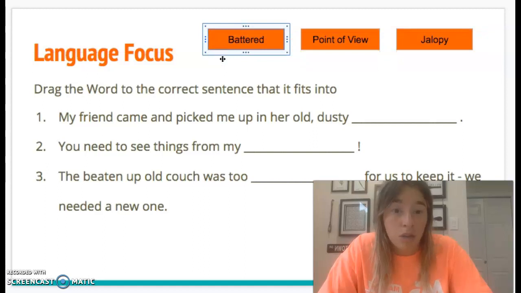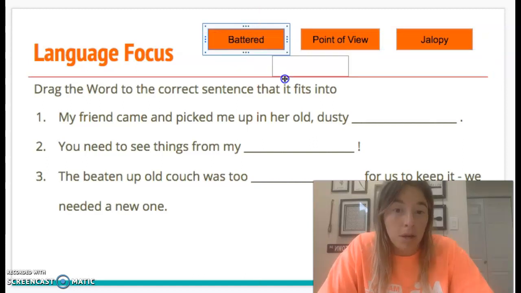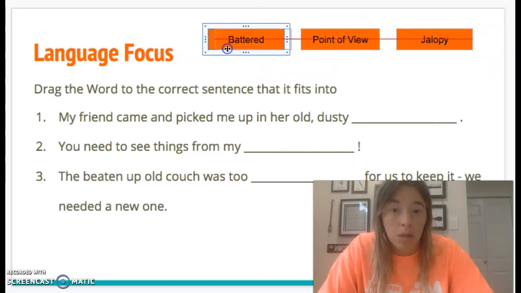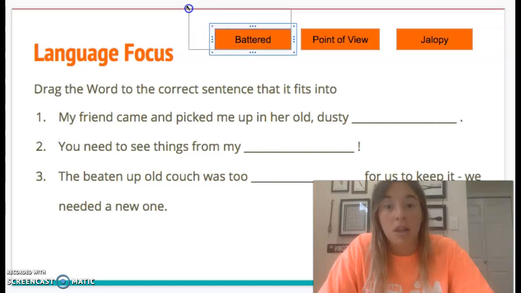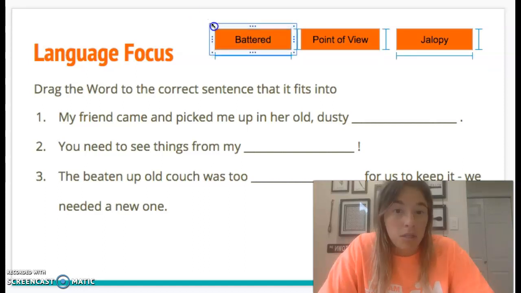Shout out to Angelise for letting me know that she wasn't sure how to pick and drag the boxes up. You are going to see an arrow, or four arrows. When you see those four arrows, that's when you can pick up the box and drag it. When you see something like this, you're not going to be able to drag it. Or this, you're going to try and drag it and it's going to go like this. So it needs to be the four arrows for you to pick it up and drag it.